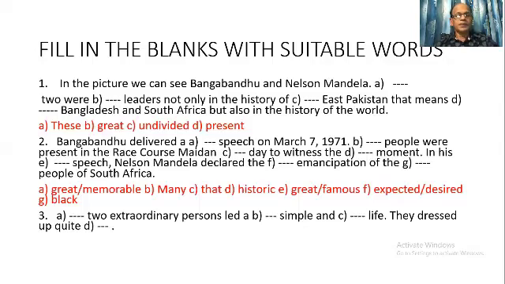And the third one: blank two extraordinary persons led a blank life and blank life. They dressed up quite blank. You can use words in the gaps. These two extraordinary persons. Look at the use of these, it is a demonstrative. Led a very simple, very is an adverb, and ordinary life. Ordinary is an adjective. They dressed up quite simply. Simply is an adverb here.